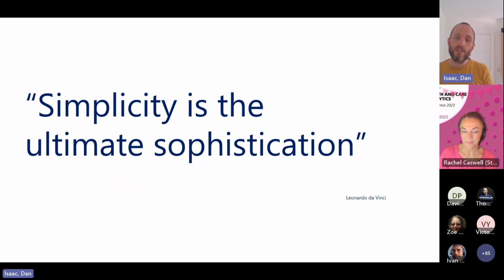Simplicity is the ultimate sophistication. This quote's been attributed to various people. I've attributed it to Leonardo da Vinci. Not only does simplicity make things clearer, generally it makes it look more engaging, more elegant, more sophisticated too. Simplicity, as a rule, cannot be overestimated. It's a great place to start with any design.